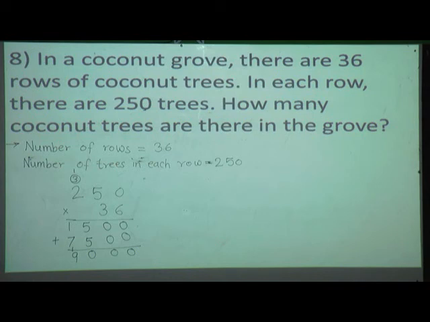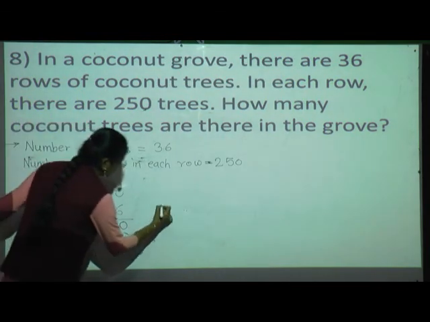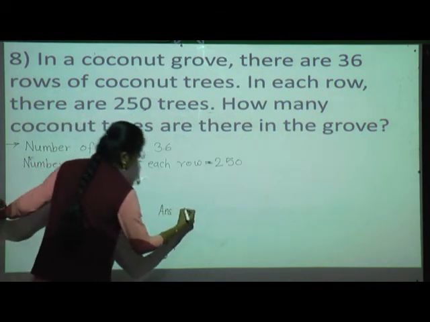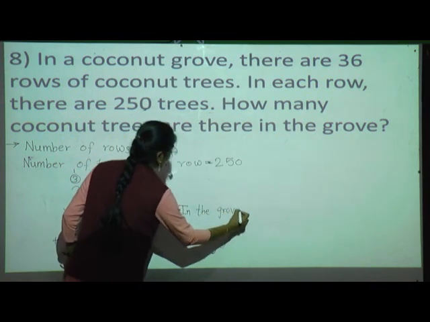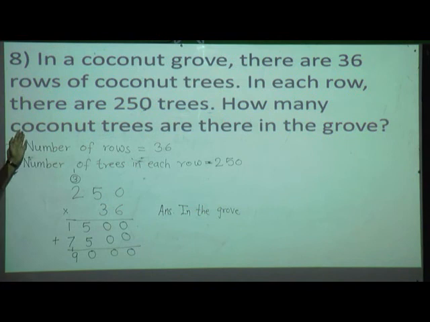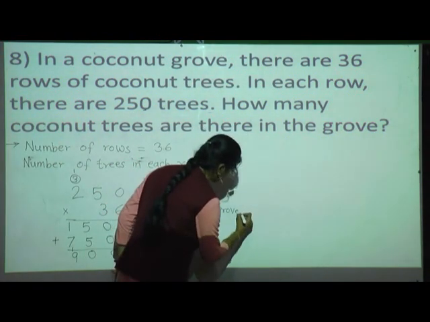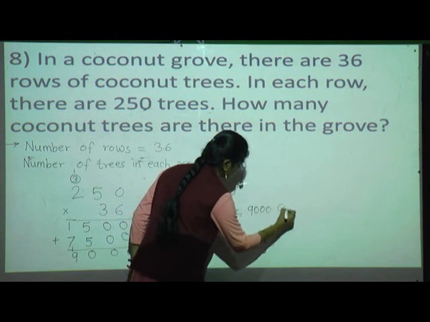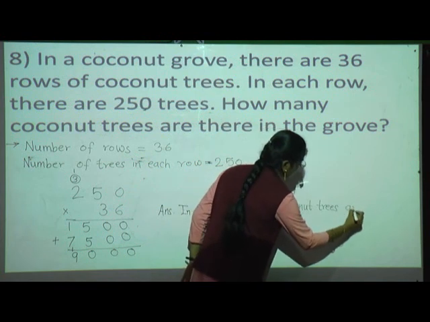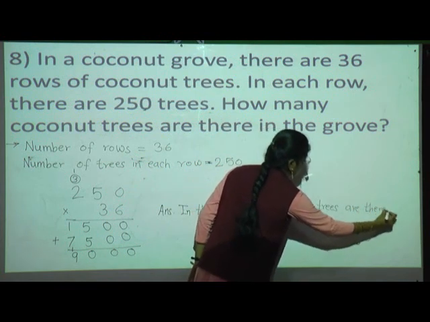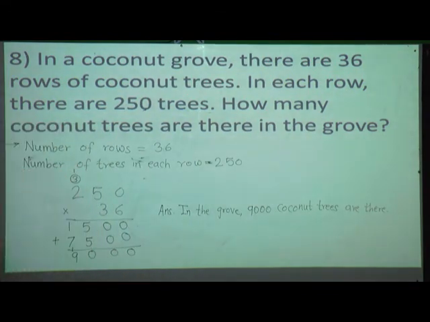So how will you write the answer? There are a total of how many coconut trees? 9,000. So how will you write? Here I will write the answer. In the grove, how many trees are there? Coconut trees. 9,000 coconut trees are there. Understood? Okay. Shall I rub this?